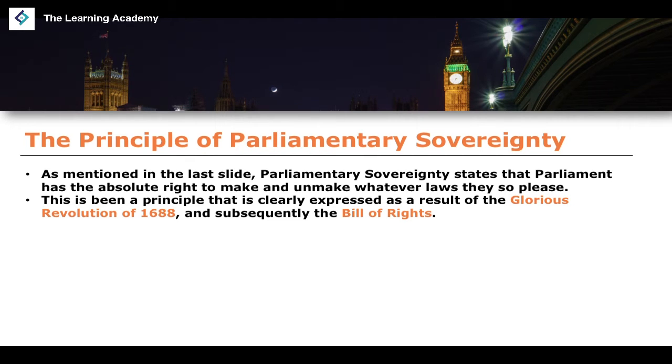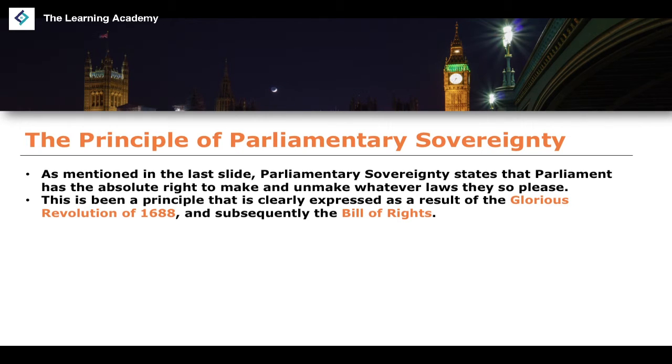Now, the reason why we have the principle of parliamentary sovereignty, to really understand that, you have to understand a little bit about English history, the history between the struggle and the tension that developed between Parliament and the monarchy, specifically the monarchy during the Stuart period under the reigns of James I and Charles I. This was a tension and a back and forth that ultimately led to the execution of a monarch, the execution of Charles I and the English Civil War.